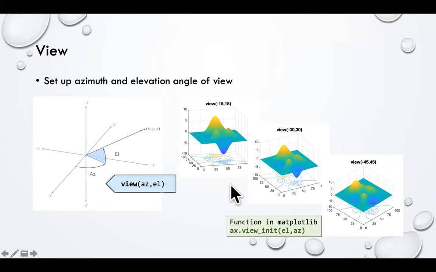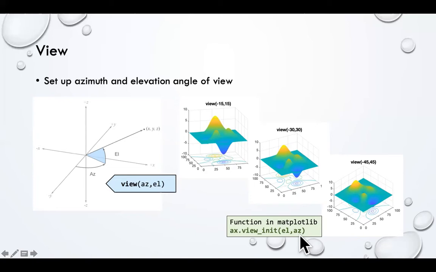And the Matplotlib library does the same thing, because those angles are controlled by the axis property. So you have to use the axes property view_init. The interesting thing is, in Matlab you use azimuth first and then elevation. However, in Matplotlib, you have to put elevation first and then azimuth. So that's a little bit different.